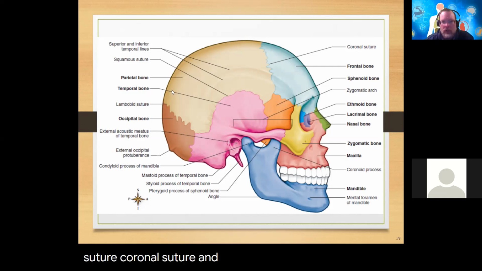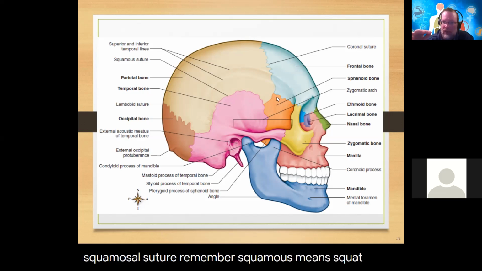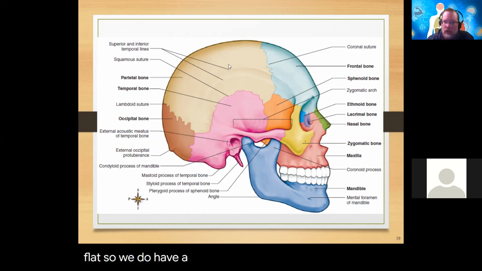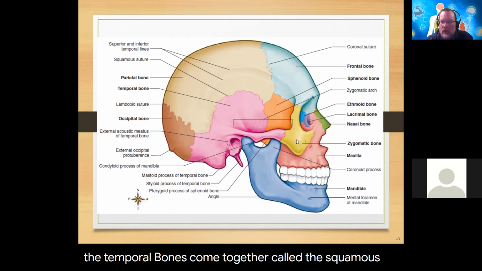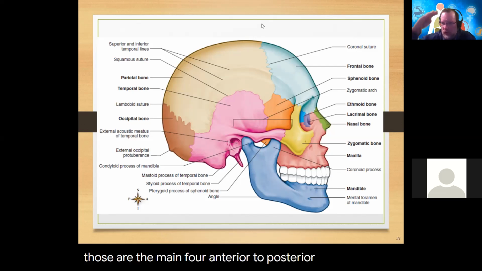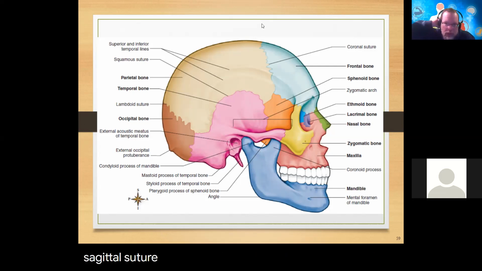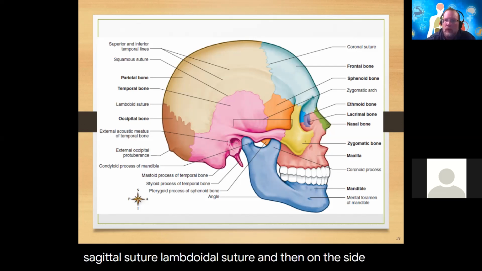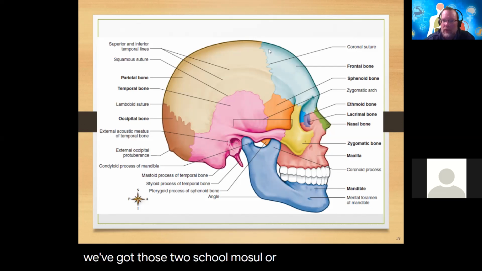Coronal suture, and this doesn't show because we're not looking at a bird's eye view. We can't see the sagittal suture, but it is there. Then we've got another one called a squamosal suture. Remember, squamous means squashed or flat. So we have another suture where the parietal and the temporal bones come together, called the squamous or squamosal suture. Those are the main four sutures, going from anterior to posterior: coronal suture, sagittal suture, lambdoidal suture, and then on the sides, those two squamosal sutures.